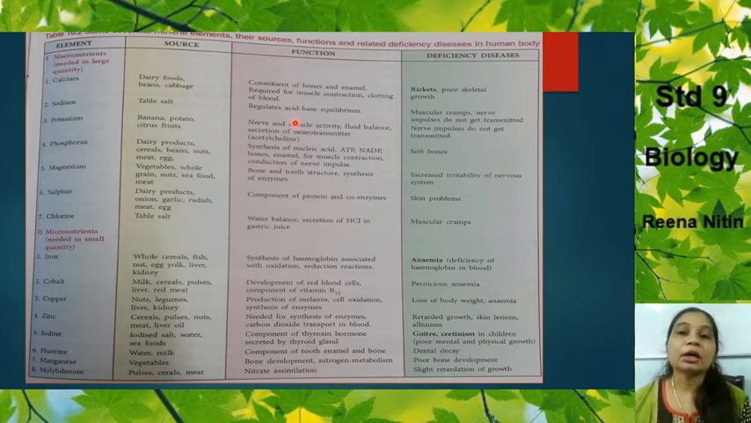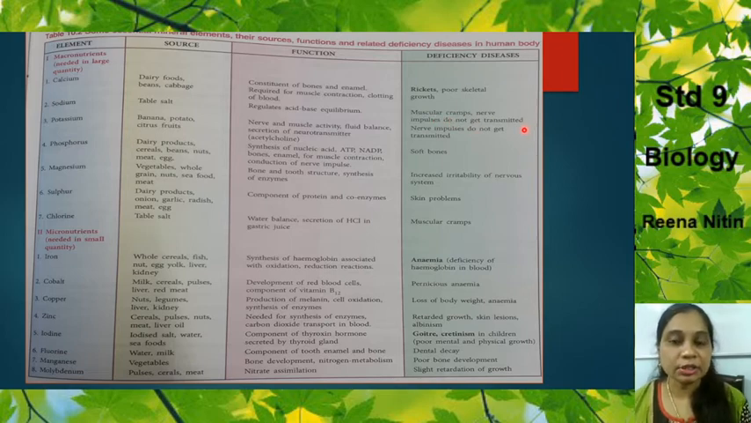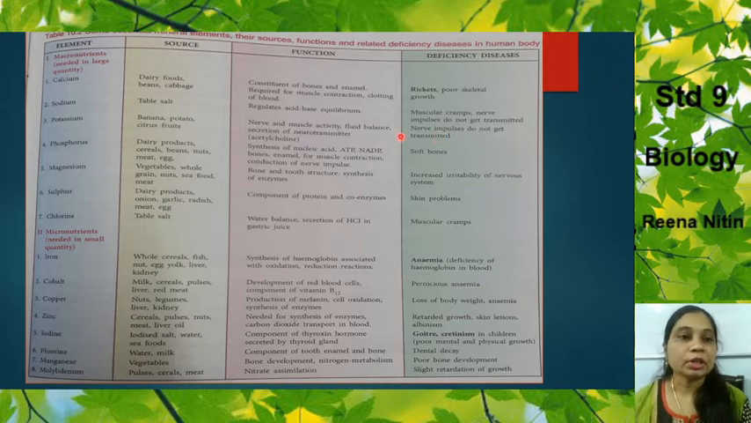Then its deficiency leads to muscular cramps. Nerve impulses, again, this is neurotransmission. The nerve impulses do not get transmitted, and the person can suffer from a nervous disorder.